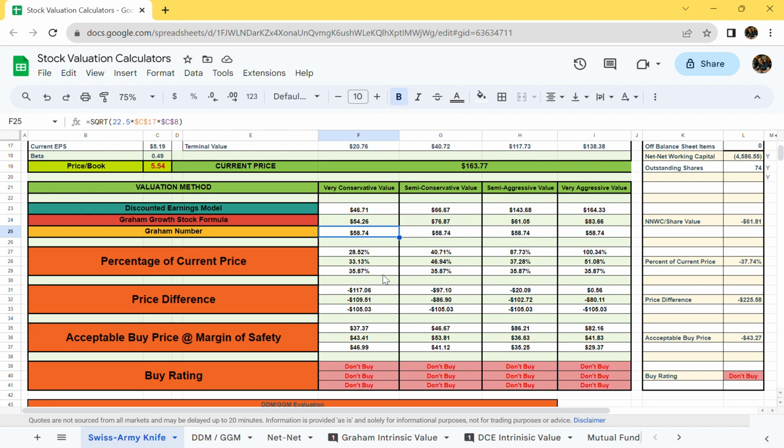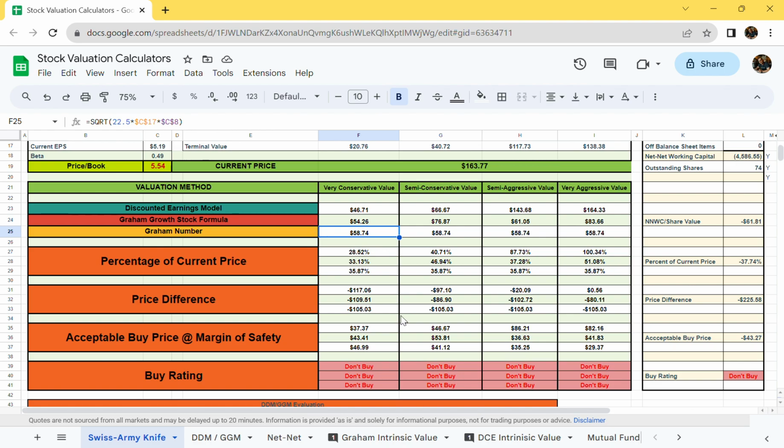Now, of course, these two things here, kind of their own just comparison items: percentage of current price that the intrinsic value is, the price difference, of course, and then the acceptable buy price at your set margin of safety. So this is what you should buy it at if you want to buy at a margin of safety to what you believe the intrinsic value to be.